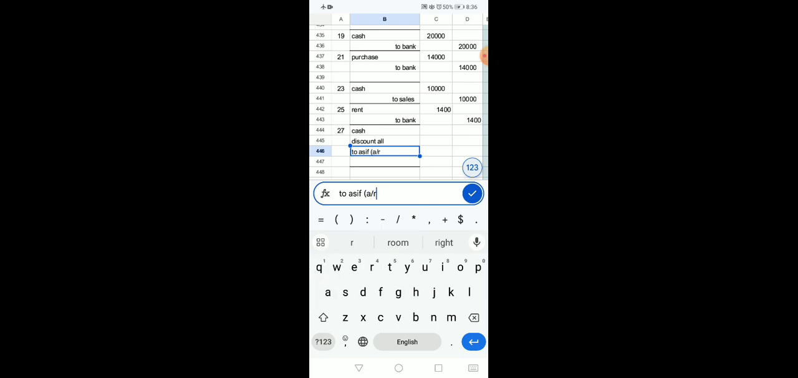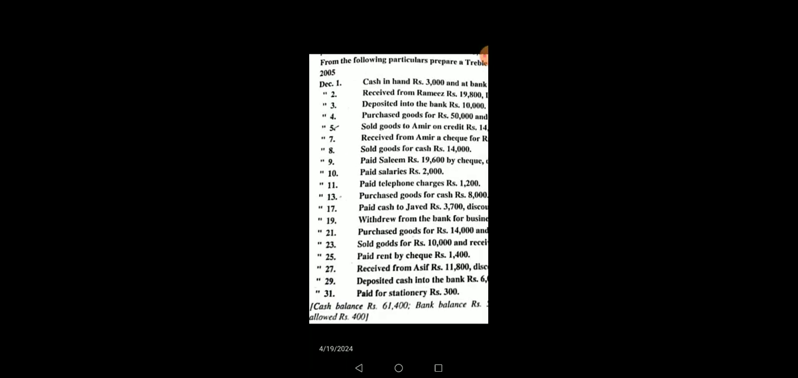He was your account receivable or asset. After receiving the amount from him, he is no more your asset. Decrease in asset. Decrease in asset should be credited. So you will mention the name of Asif on the credit side. It's time to put the amount. 27th entry.